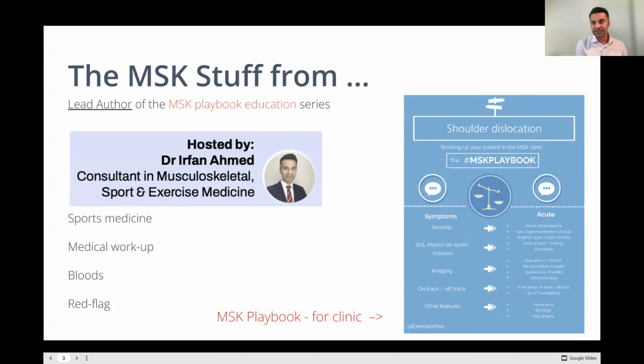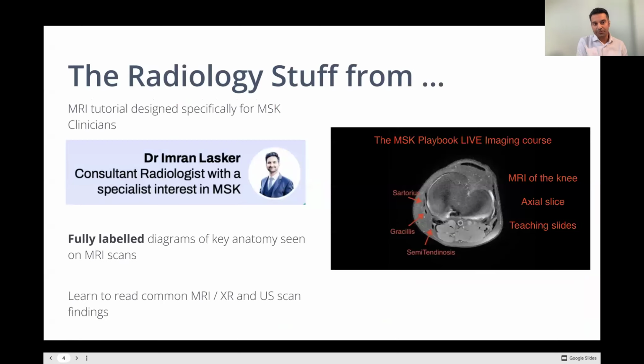Throughout the course, you'll get access to these quick cheat code infographics that will help you to summarize how to work up a condition. And if you ever want to go back, you can always go back and revise and check them.